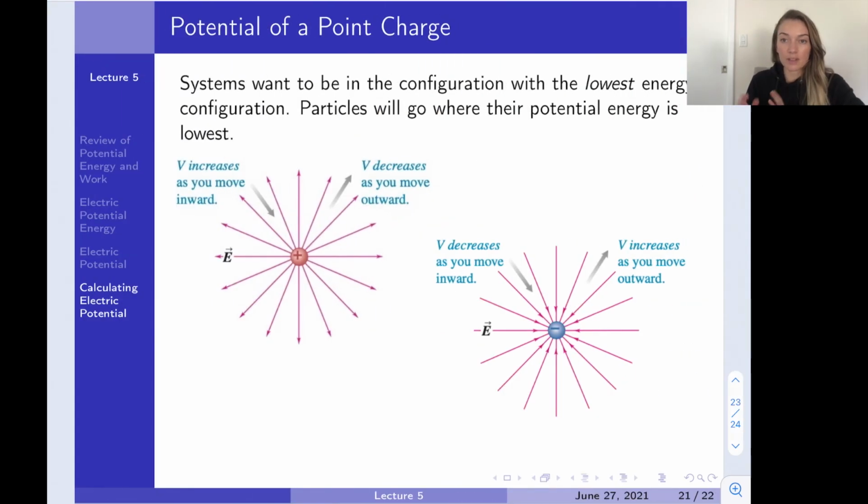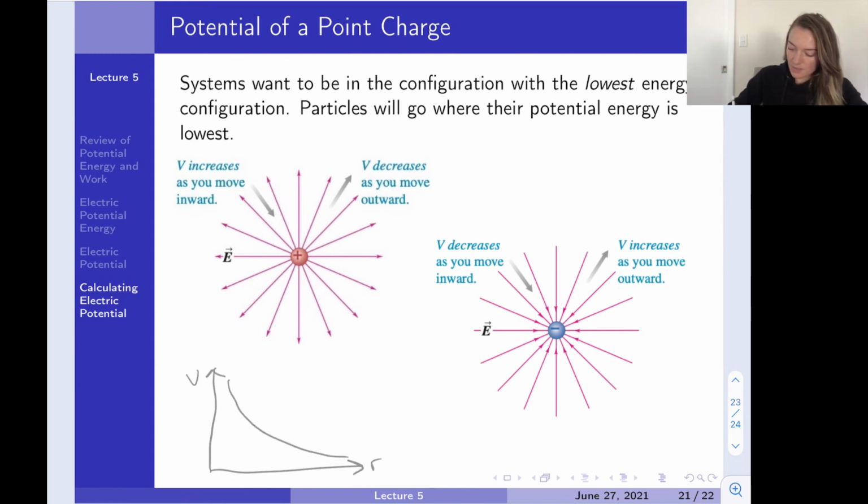So let's get a little more of a conceptual understanding of what potential looks like. If you have a positive point charge, the potential will decrease as you move away. So the potential energy per unit charge in this space will decrease as you move away from the positive point charge, and it will increase as you move inward. If we were to plot the potential for this positive point charge, it would look like this, proportional to 1 over r. The potential gets very, very high close to the positive point charge, and then goes off to 0 as you get farther and farther away.